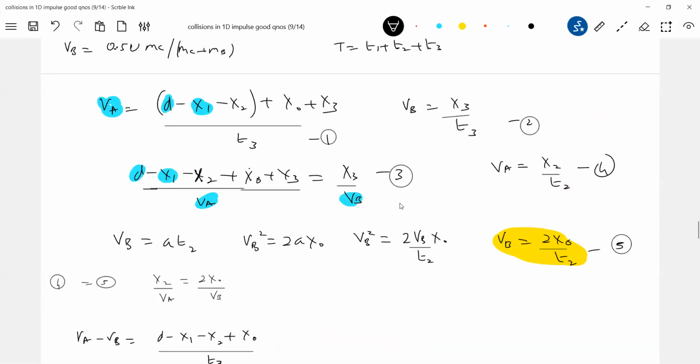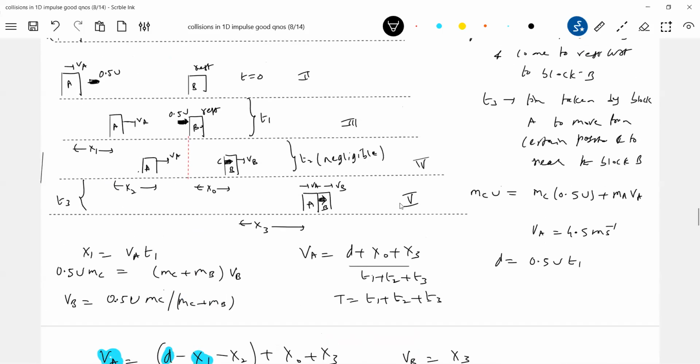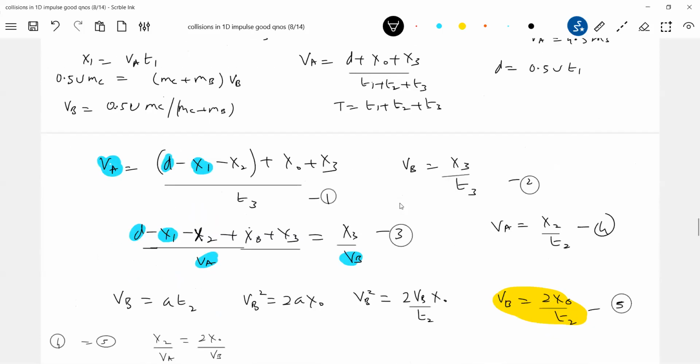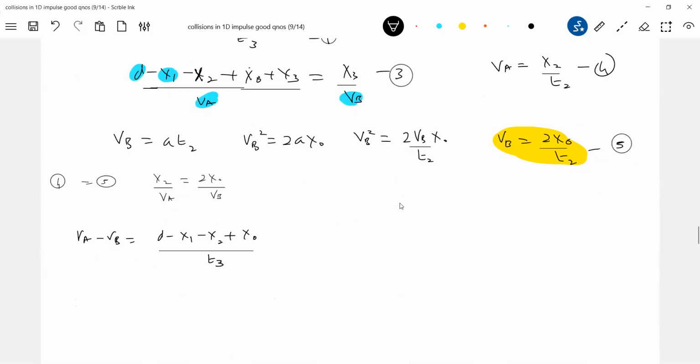From where is this equation? Between the fourth and fifth diagram. How much distance will block A move to meet block B? D minus X1 minus X2 plus X0 plus X3. No? This will be plus X0 plus X3. It should be X3. So D minus of X1 minus X2 plus X0 plus X3.